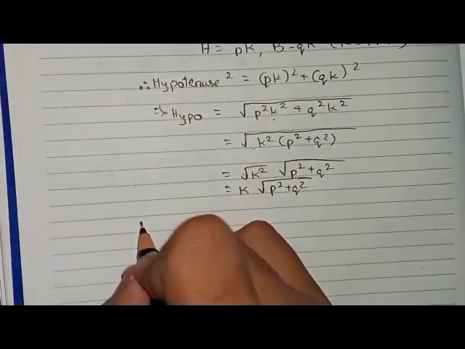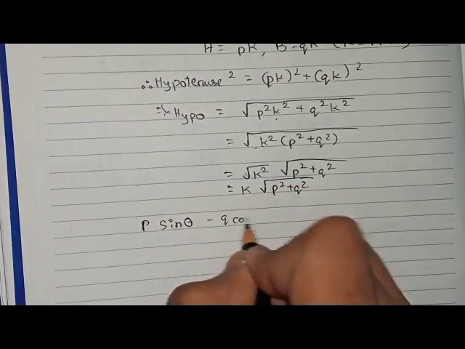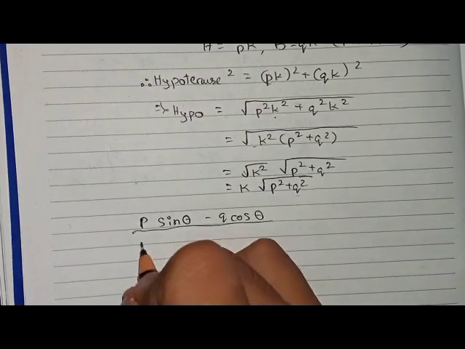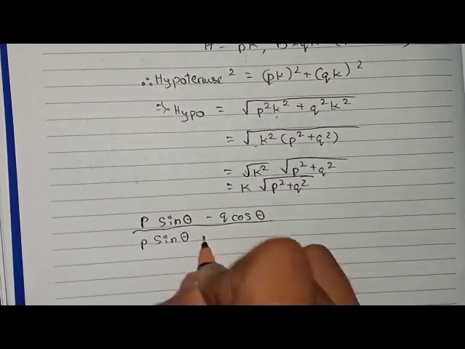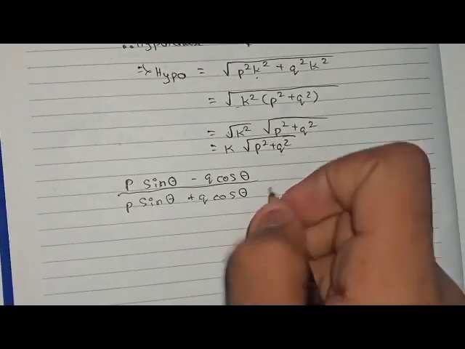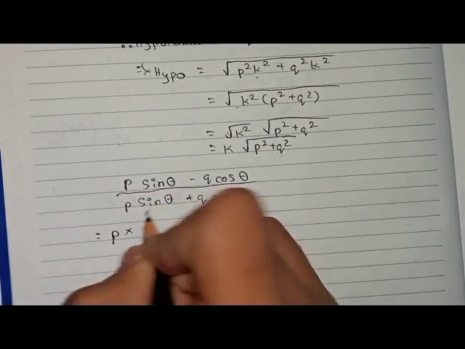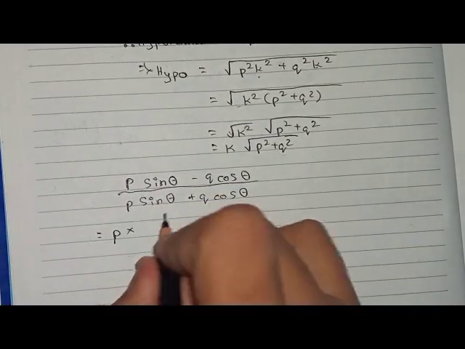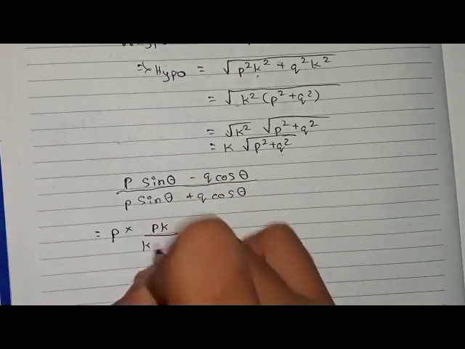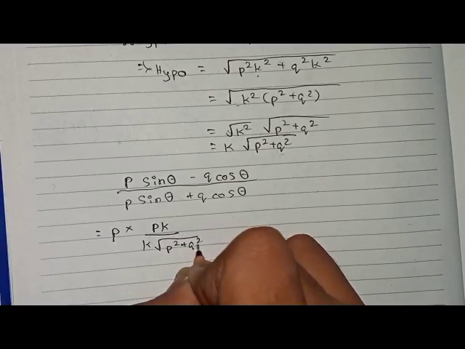So now we have to find out the value of (p sin theta minus q cos theta) by (p sin theta plus q cos theta). So p multiplied by sin theta. Sin theta means height by hypotenuse. So pk, that is the height, by hypotenuse, that is k root over p square plus q square.